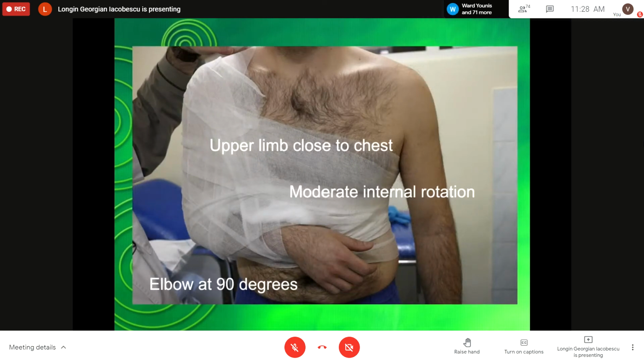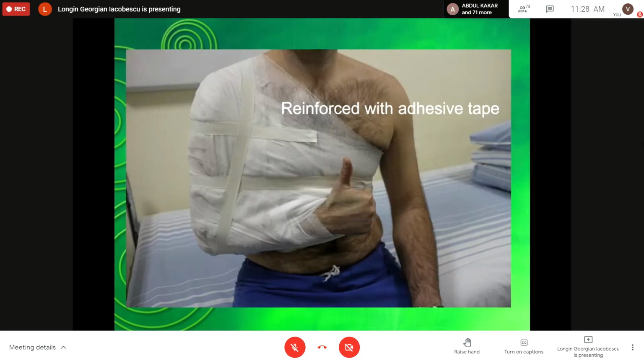Upper limb has to be maintained close to the chest. Usually, for instance, when we are dealing with a fracture of the proximal part of the humerus, we have to maintain a moderate internal rotation, and the elbow, as I already told you, is maintained at 90 degrees of flexion when we manufacture the Desault bandage.